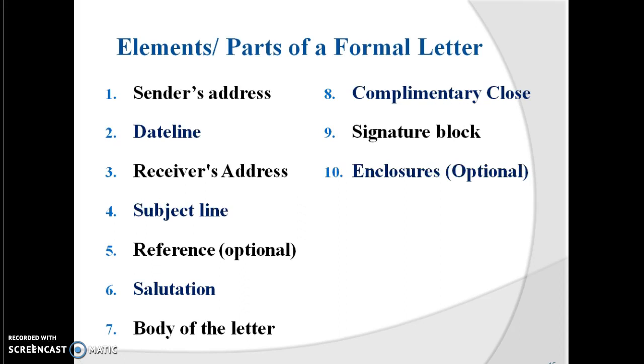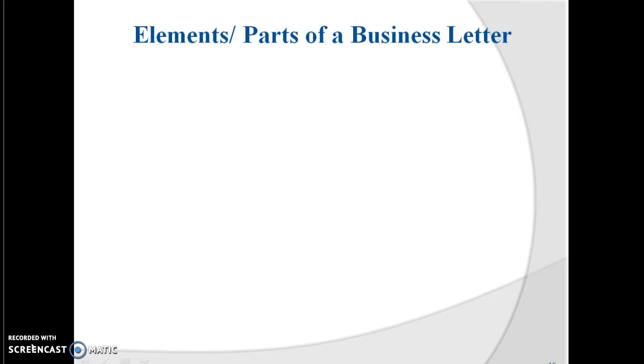These are the 10 elements which we generally include while writing a formal letter, starting with sender's address, date line, receiver's address, subject line, reference, salutation, body of the letter, complimentary clause, signature block, and enclosures. But a business letter includes some additional elements. I have explained these elements in the next slide. Let's have a look at the elements of a business letter.